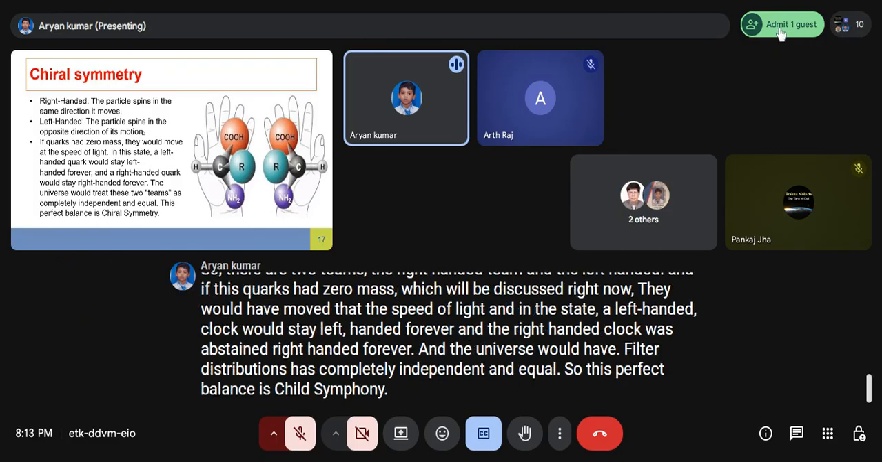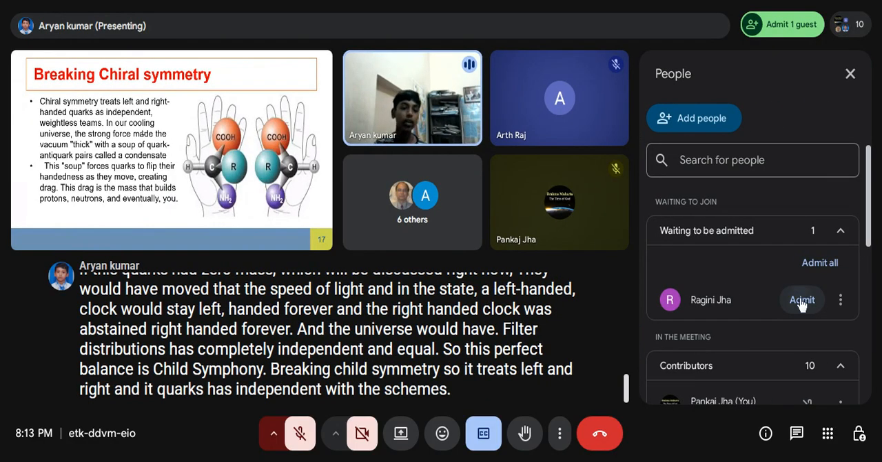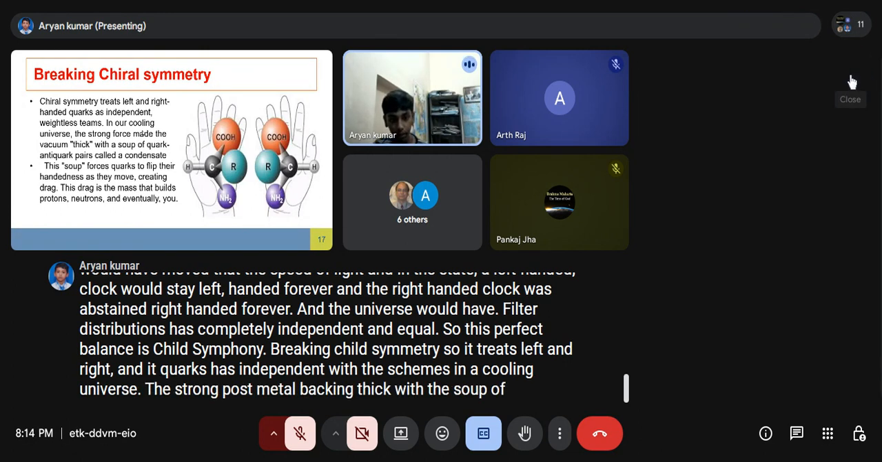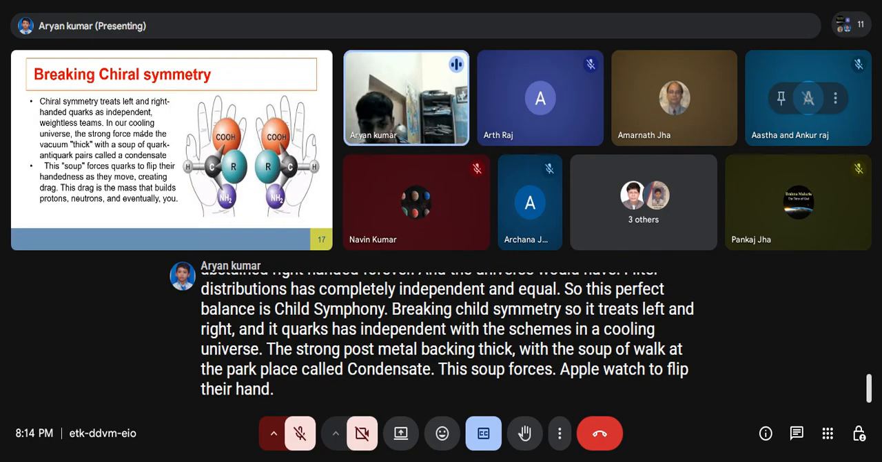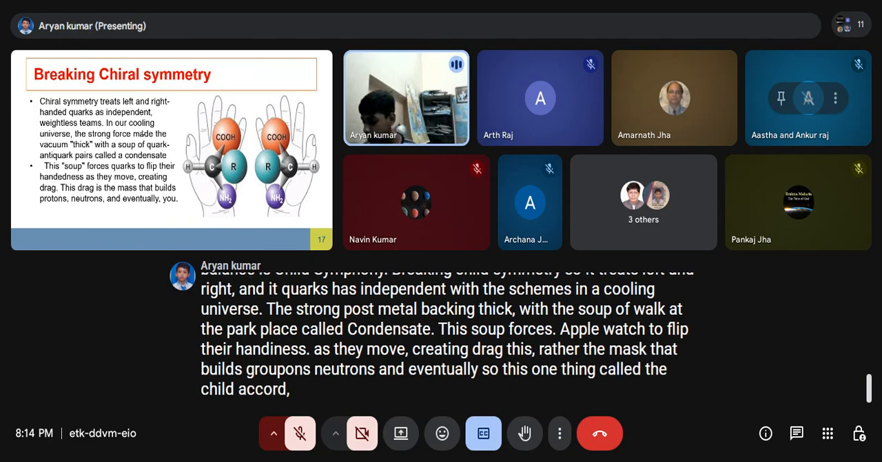Breaking chiral symmetry. It treats left and right-handed quarks as independent, weightless teams. In a cooling universe, the strong force made the vacuum thick with a soup of quark-antiquark pairs called the condensate. This soup forces quarks to flip their handedness as they move, creating drag. This drag is the mass that builds protons, neutrons, and eventually everything. So there's something called the chiral condensate.